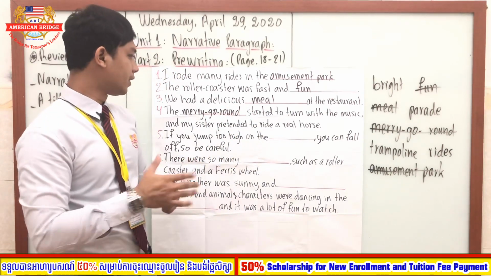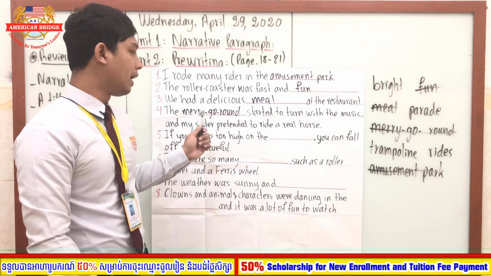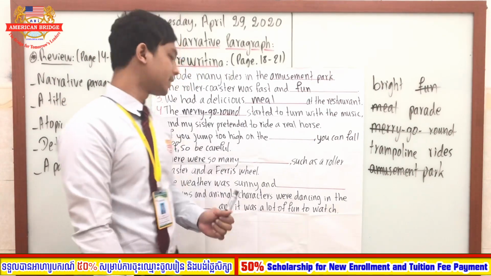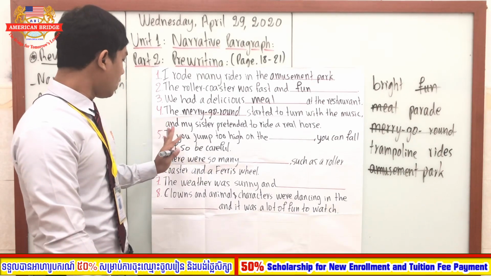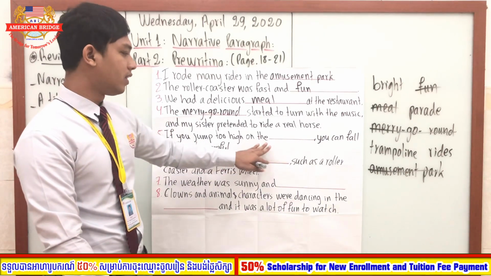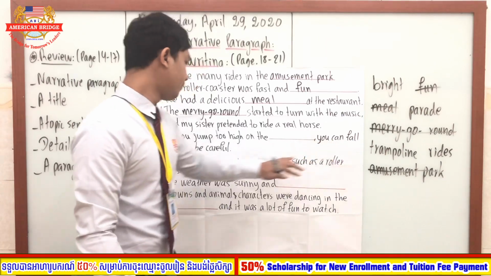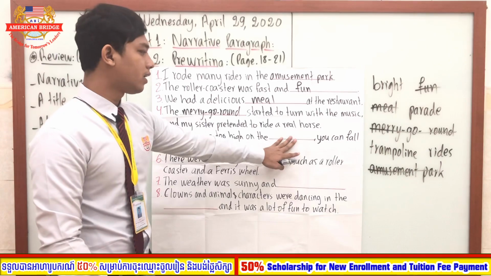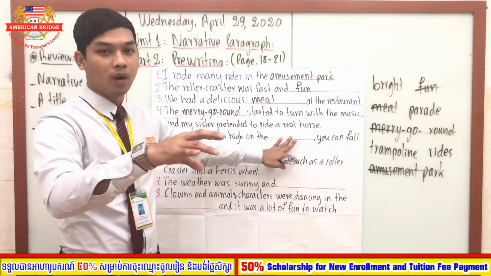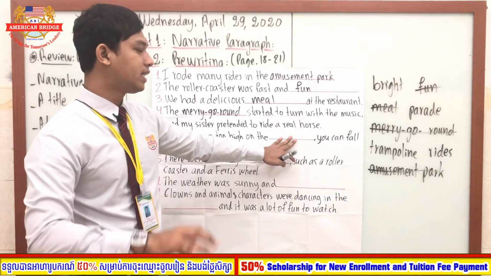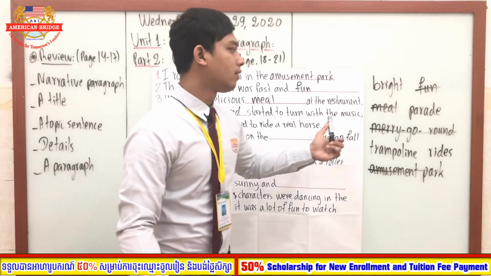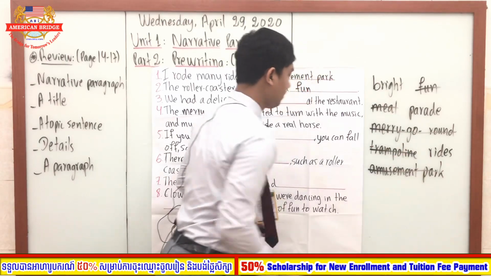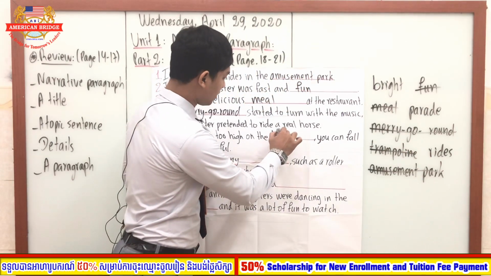Okay, good. Do you like to ride on the merry-go-round, everyone? Yes, I like that too when I was young. Number five, if you jump too high on the one, you can fall off. So be careful. All right. So this should be something that you can jump on. That should be bright? No, that should be the trampoline. Okay. Good. I write trampoline here.